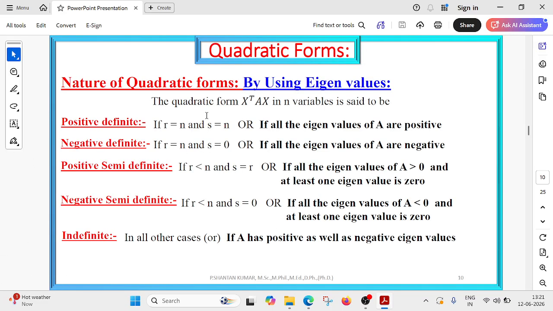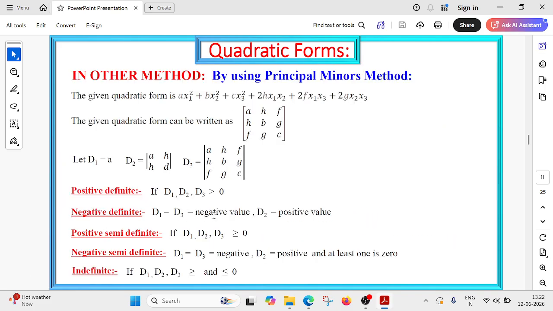Next, by using eigenvalues, I need to explain the nature of the quadratic form in this slide. It's very easy. The quadratic form can be positive definite, negative definite, positive semi-definite, negative semi-definite, or indefinite. If all the eigenvalues are positive, it is positive definite. If all the eigenvalues are negative, it is negative definite. If all the eigenvalues are positive and at least one is zero, it is positive semi-definite. If all the eigenvalues are negative and at least one is zero, it is negative semi-definite. If both positive and negative eigenvalues are there, we call it indefinite. Hope you understood this.